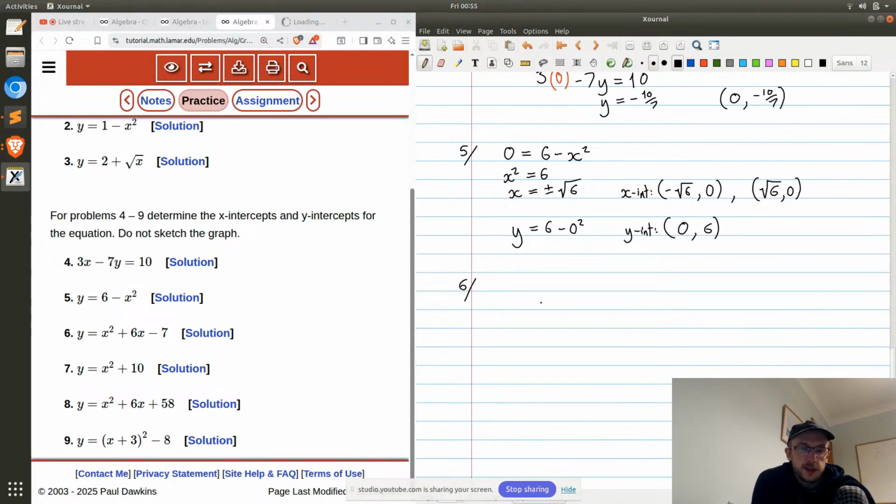Now for question 6 right here. Okay, so this is a quadratic, and it's a factorizable quadratic. So we're going to say y is equal to x plus 7 times x minus 1.